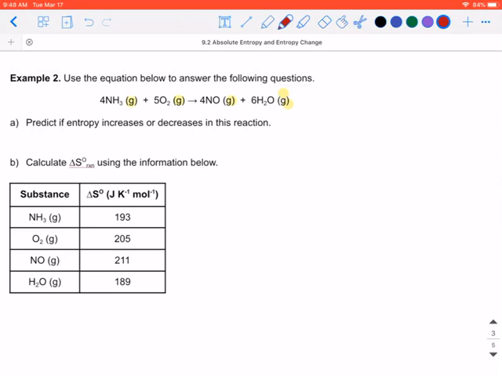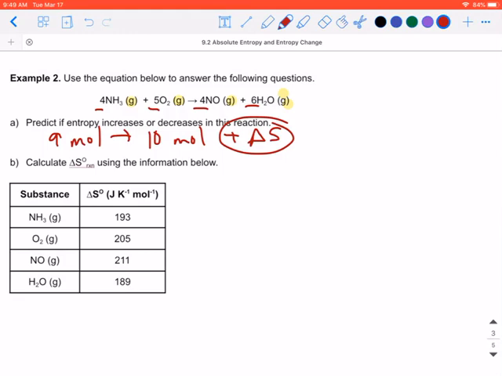In this one, I have 4 moles of NH3 and 5 moles of O2. That means I have 9 moles of gaseous substances to start. And then I change that to 4 moles of NO and 6 moles of water. That gives me 10 moles. So the amount of gas increases this time. As this reaction takes place, it becomes more disordered, which means I'm going to have a positive change in entropy. So it's going to be an increase.